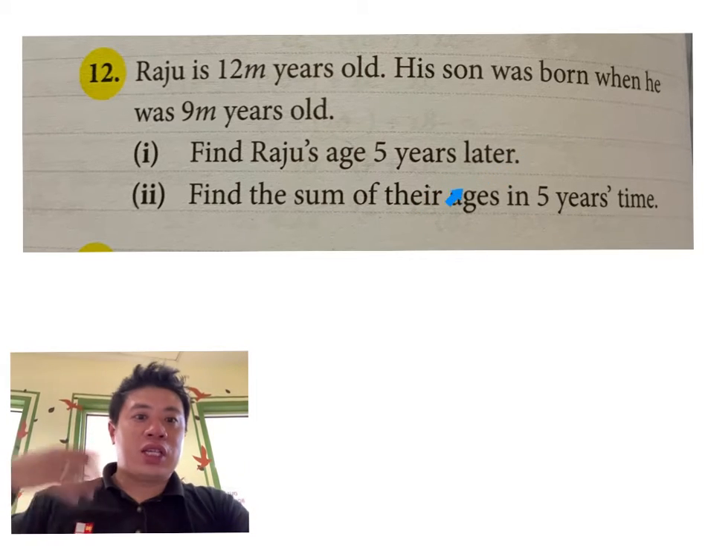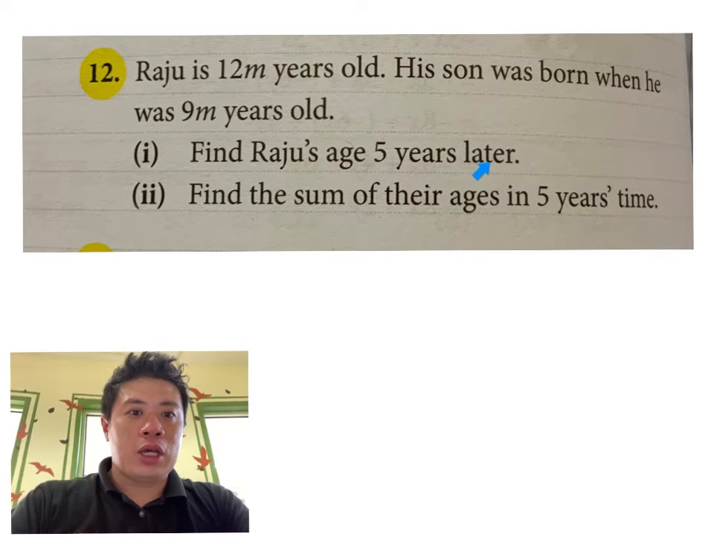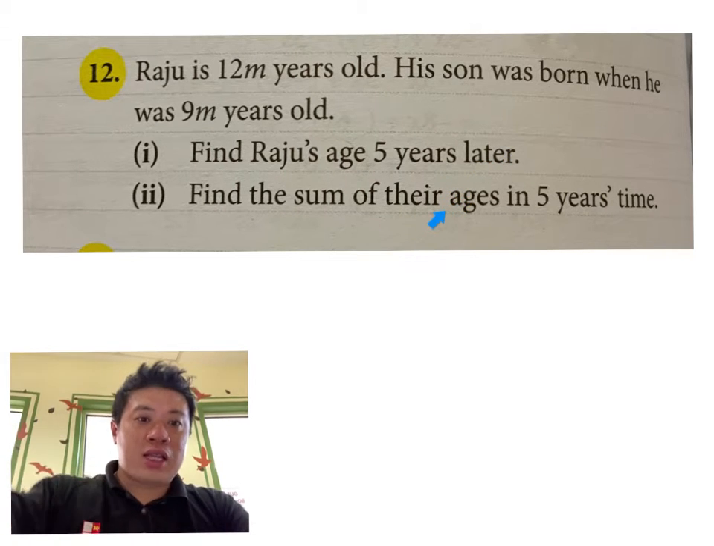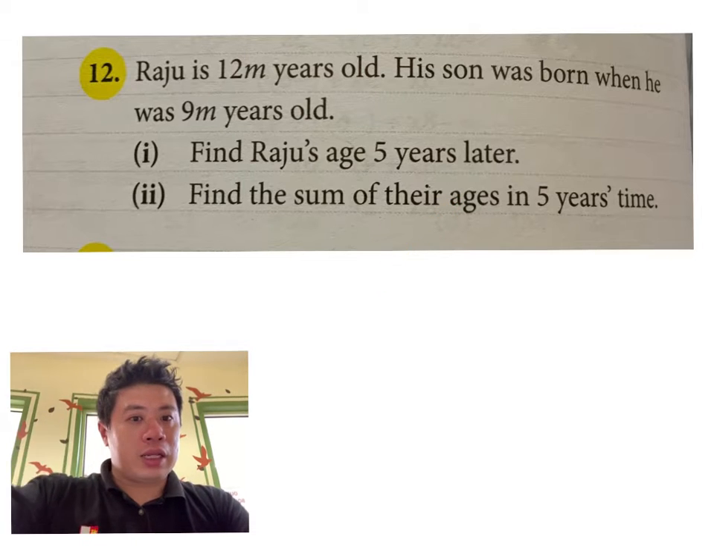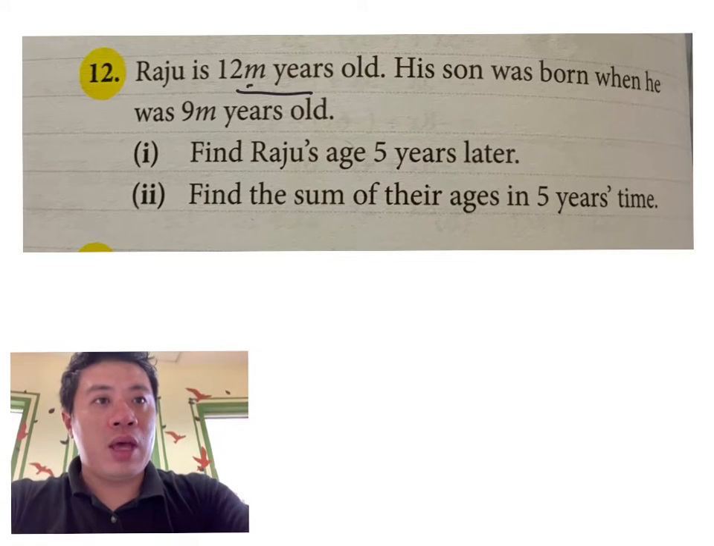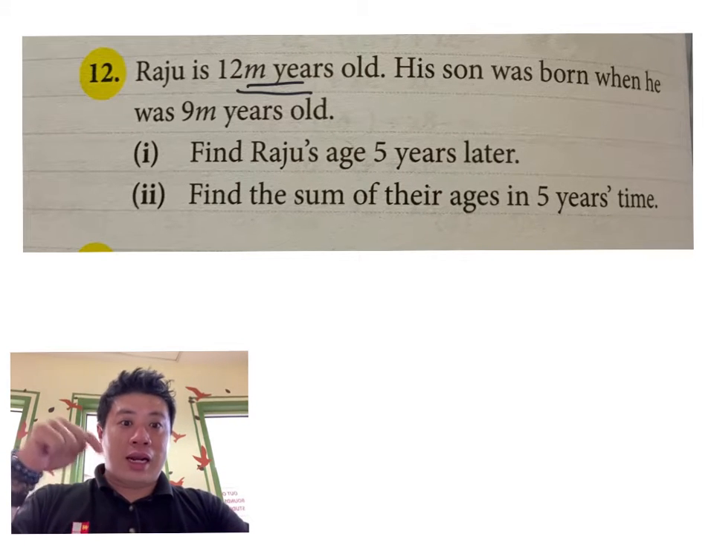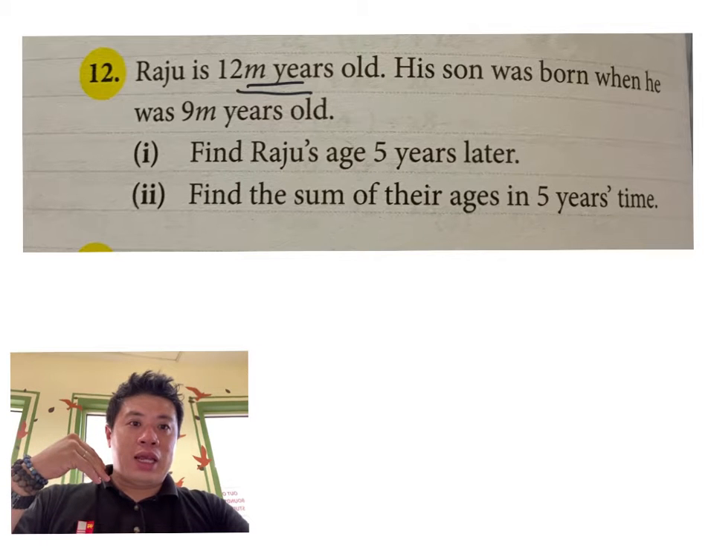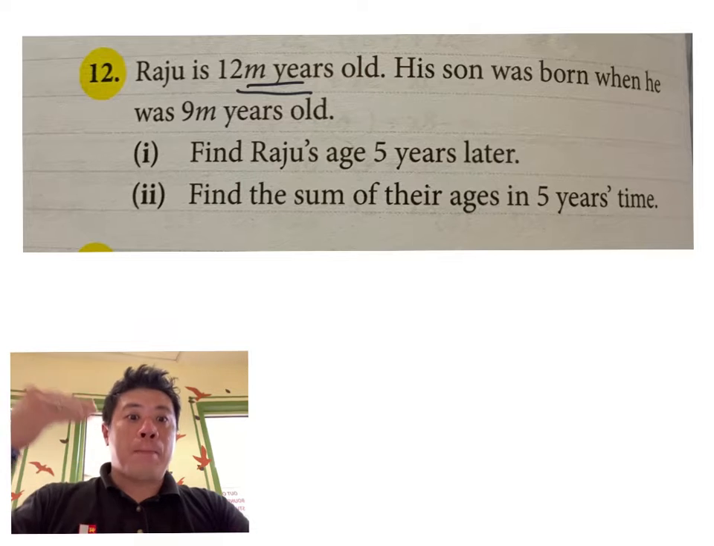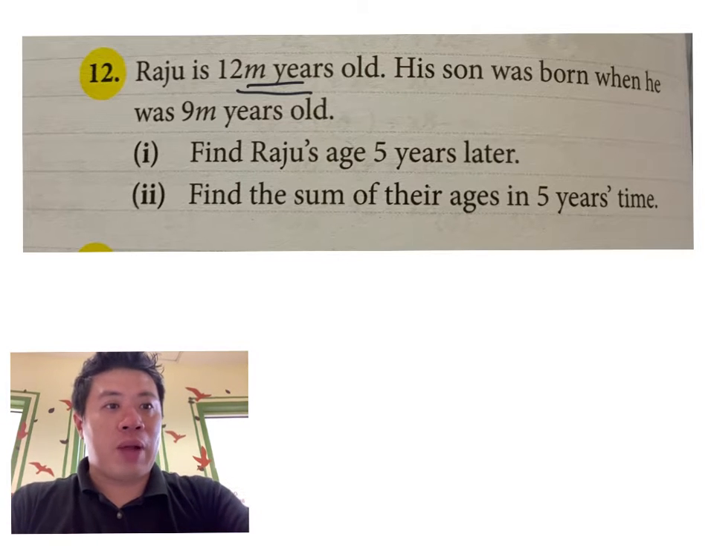What is Raju's age 5 years later? 5 years later means 5 years in the future. What will happen to the age? I mean, for example, I'm 36 years old now. 5 years later, I'll be 41, right? So you know that in terms of algebra, you are doing a plus 5. So if you take 12M at the current stage, going to 5 years later, the age will be 12M plus 5, right? You'll be 12M plus 5.